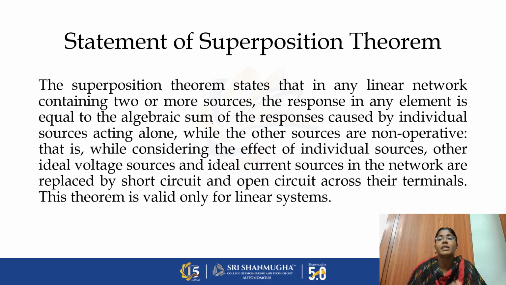So how can we make the individual source active? How can we make the other sources inactive? So other voltage sources and other current sources are replaced by short circuit and open circuit across their terminals. If it is a voltage source, you have to remove the voltage source and make it a short circuit. If it is a current source, you have to remove the terminals and keep it as an open circuit.